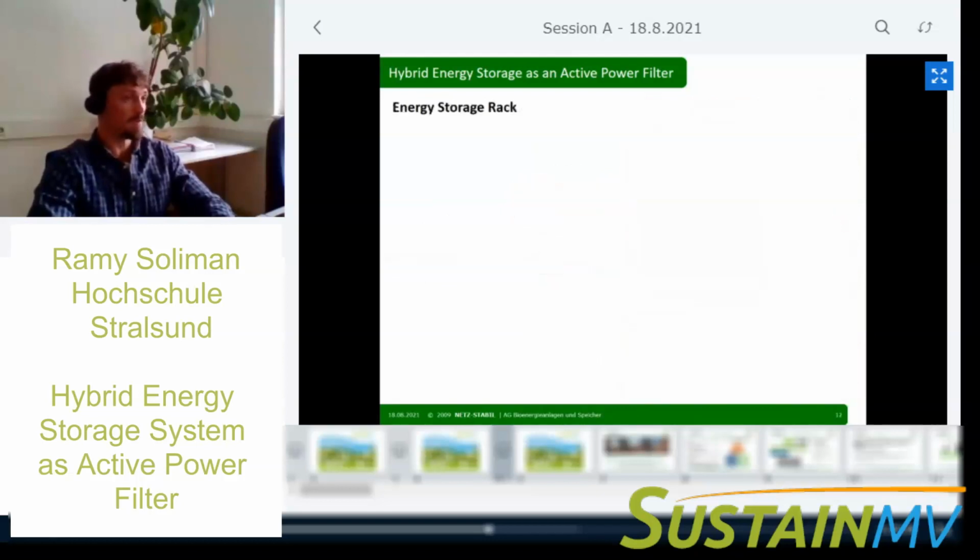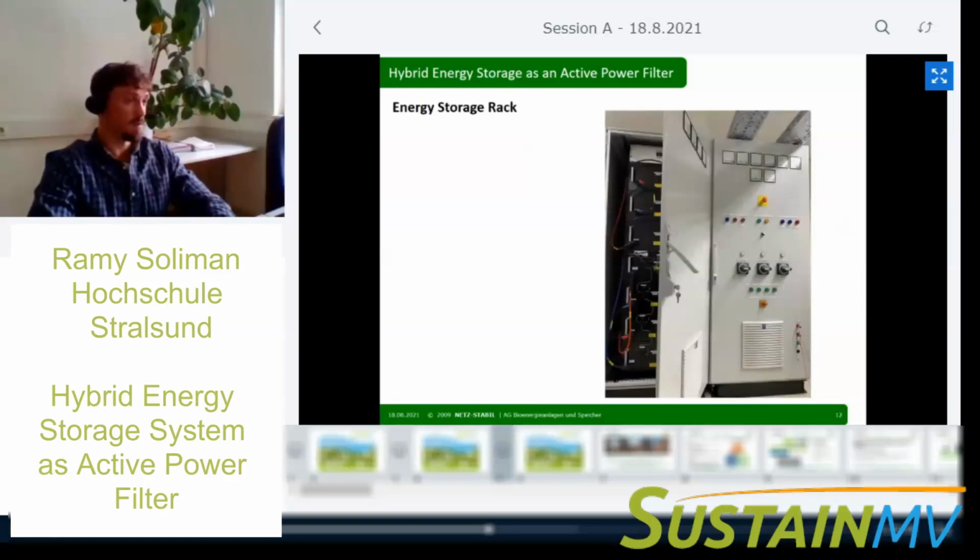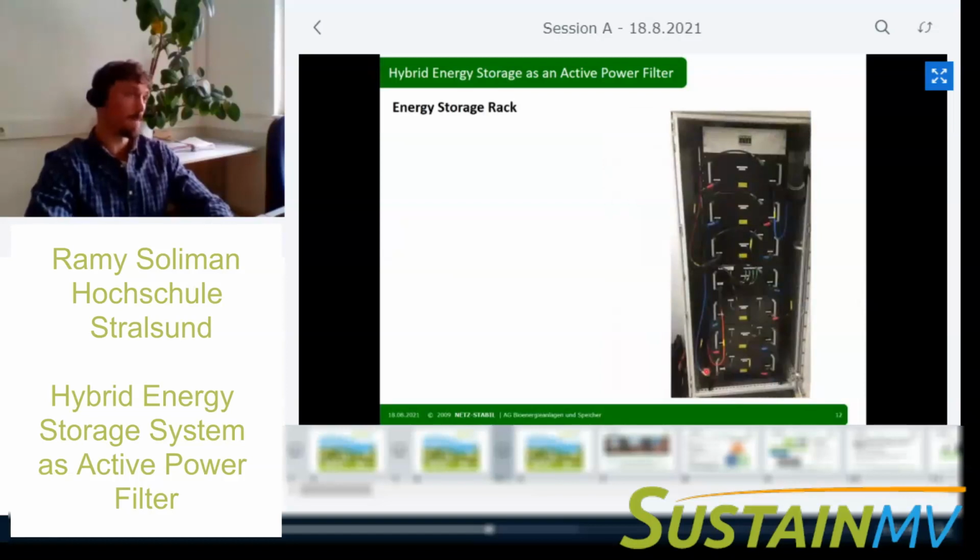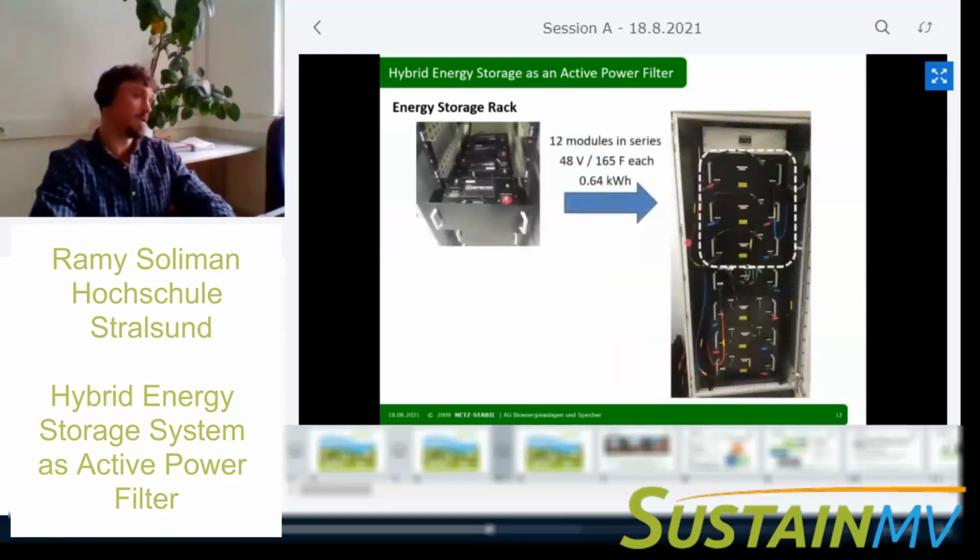If we now take a look at the big cabinet and open the left door, in the upper three racks, we have our supercapacitors, which are basically 12 modules. Here you can see one module, and we have 12 modules in series, each of them 48 volt, 165 farad, and in total it's a capacity of around 0.64 kilowatt hours.